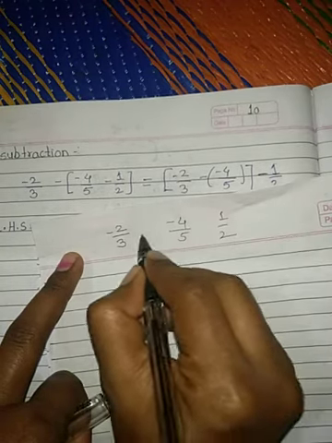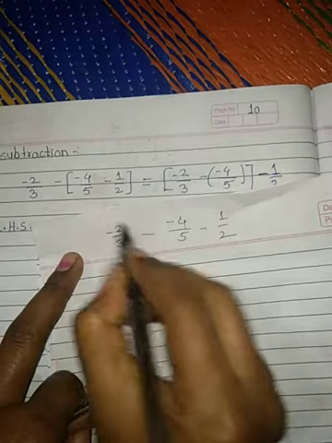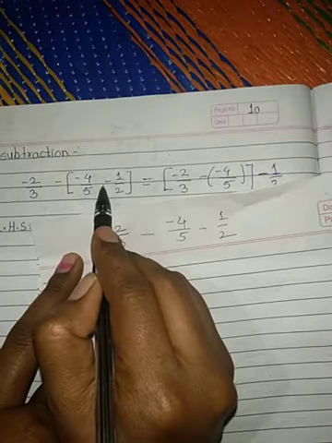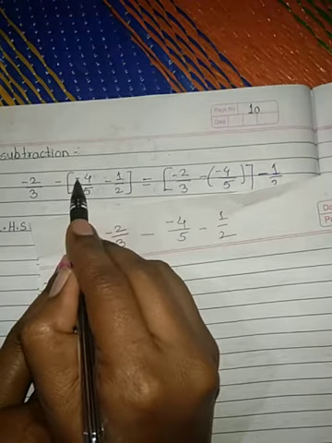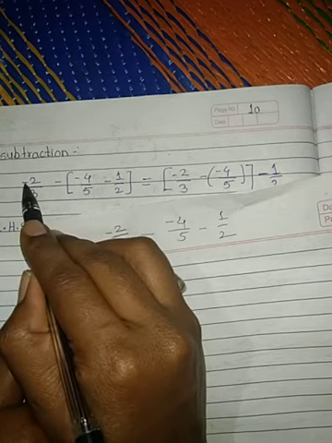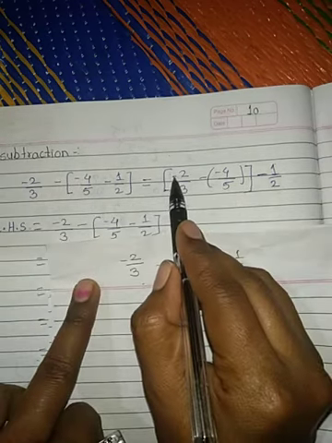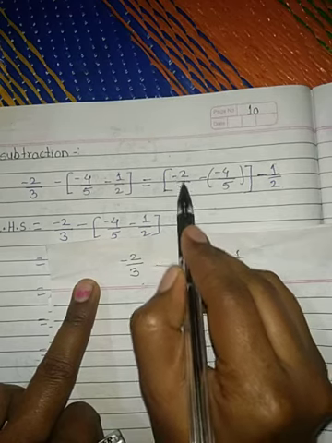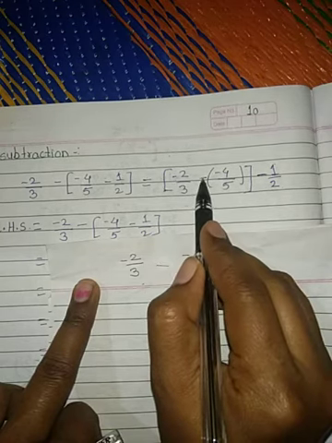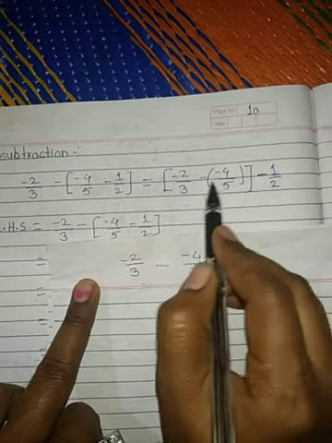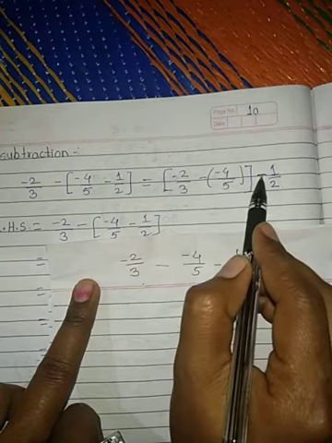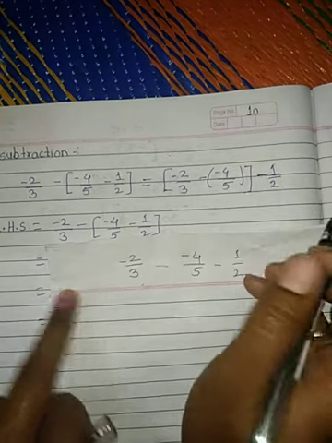Now what do we have to do? Subtraction of these rational numbers. This sign is for subtraction and this sign is for rational numbers. Same thing here, the minus sign is for this rational number and this minus sign is for subtraction. So understand this, okay? Minus 4 by 5 and minus 1 by 2.